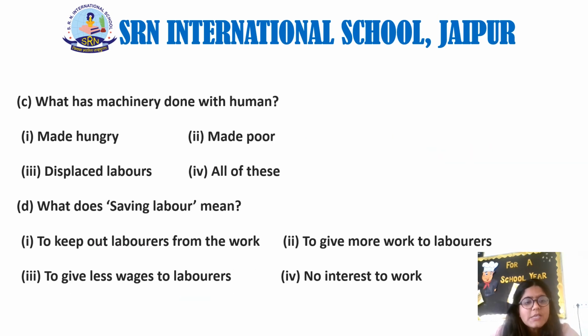So next question is, what has machinery done with human? The answer to this question would be all of these, because we all know that when laborers were not having money, they were not having jobs, they were becoming poor and they were becoming hungry. So the answer to this question would be all of these. Now, what does saving labor mean? To give more work to laborers. Saving labor means to give more work to laborers. I hope this is clear to all of you.